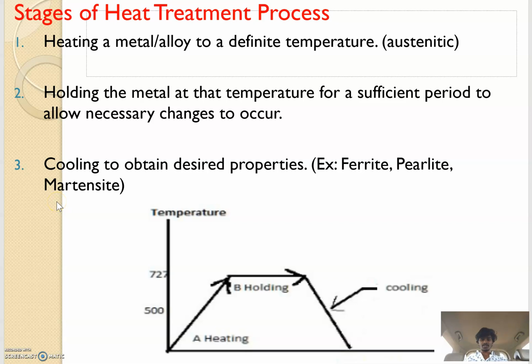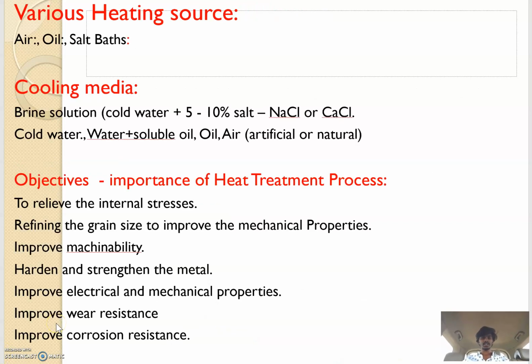Stages of heat treatment process. Heating a metal or alloy to a defined temperature. The temperature is austenitic. Holding the metal at the temperature for a sufficient period to allow necessary changes to occur. Cooling to obtain desired properties, for example ferrite, pearlite, martensite. Various heating sources are air, oil, salt baths. Cooling media: brine solution, cold water, water plus soluble oil, and air. Air is artificial or natural.